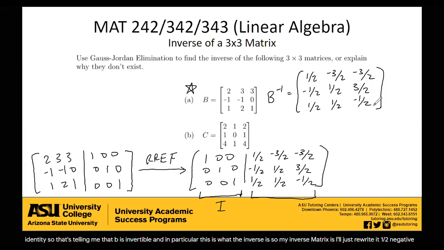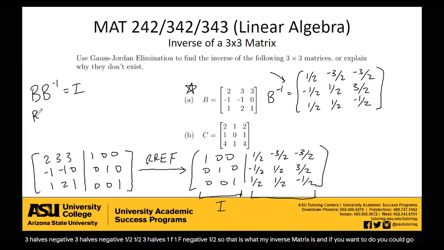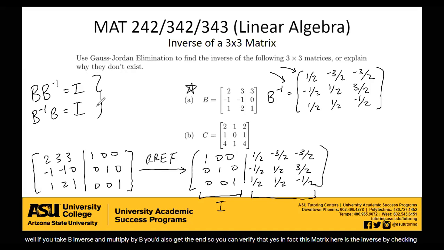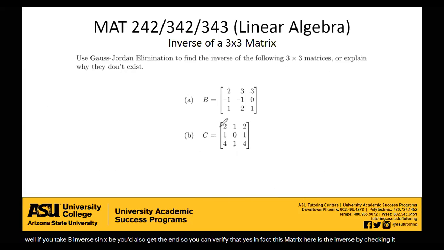And if you wanted to, you could go ahead and verify. If you took the matrix B and you multiplied it by this inverse matrix, you'll get the identity. And if you do it the other way around as well, if you take B inverse and multiply by B, you'd also get the identity. So you can verify that yes, in fact, this matrix here is the inverse by checking it through this matrix multiplication. Cool. So first one's done. First one, matrix is invertible and we found the inverse.